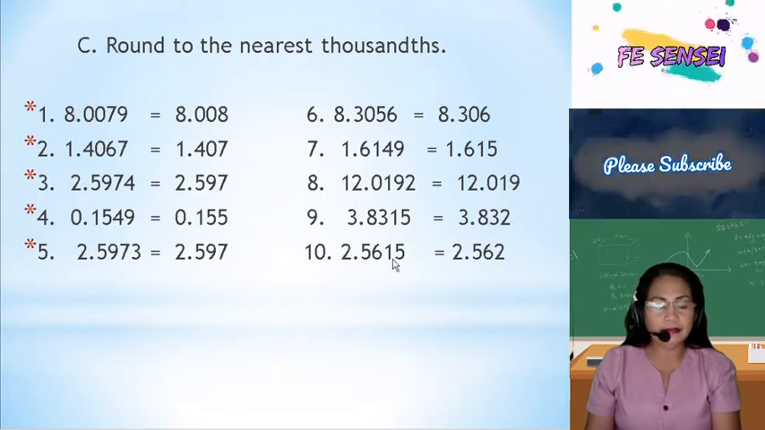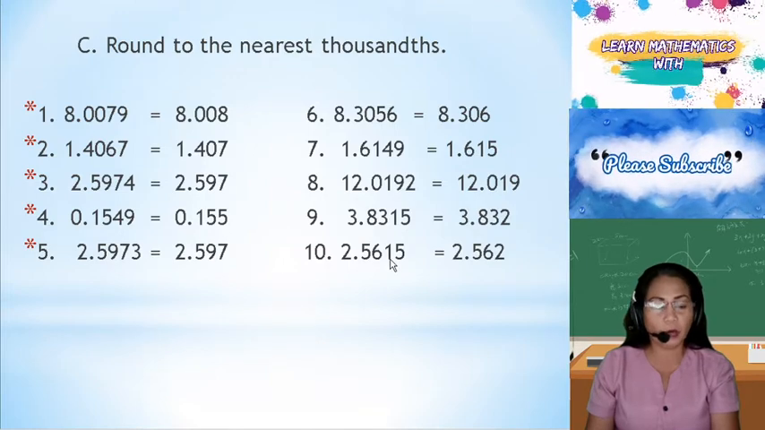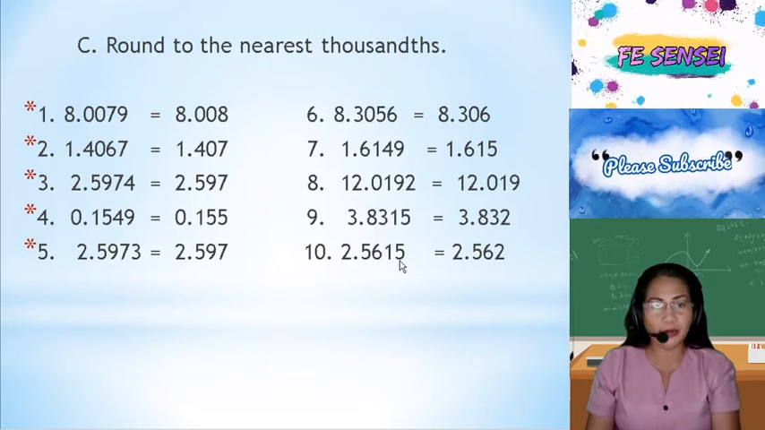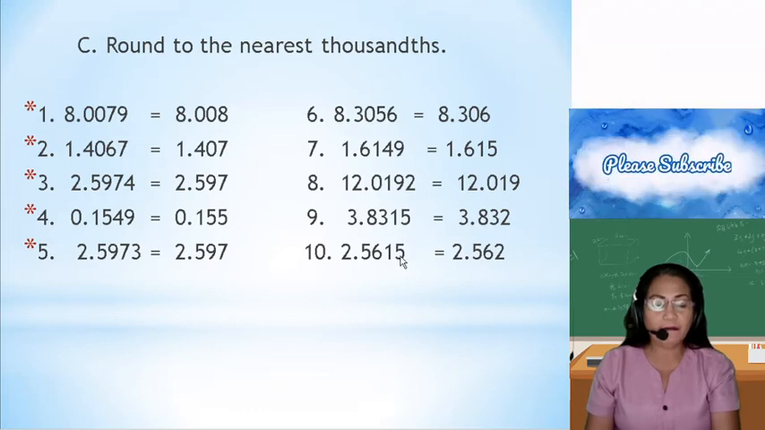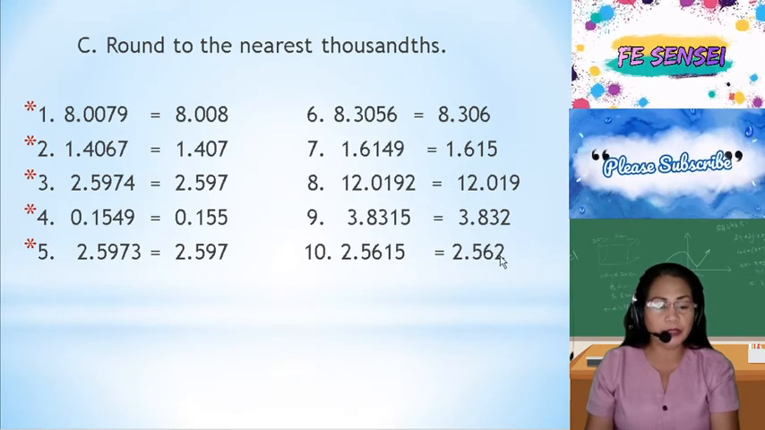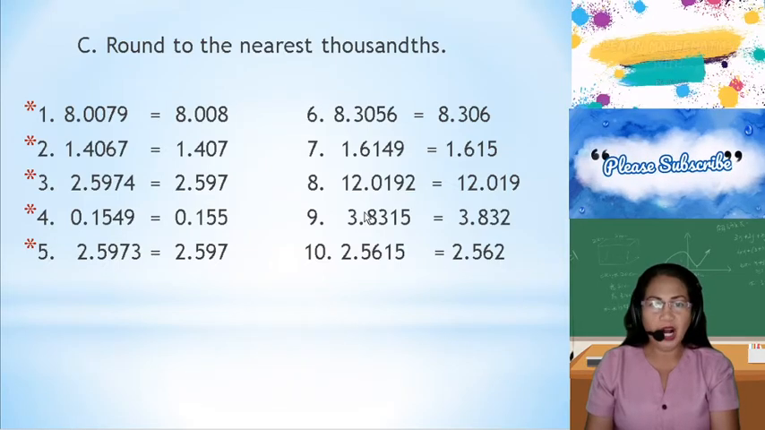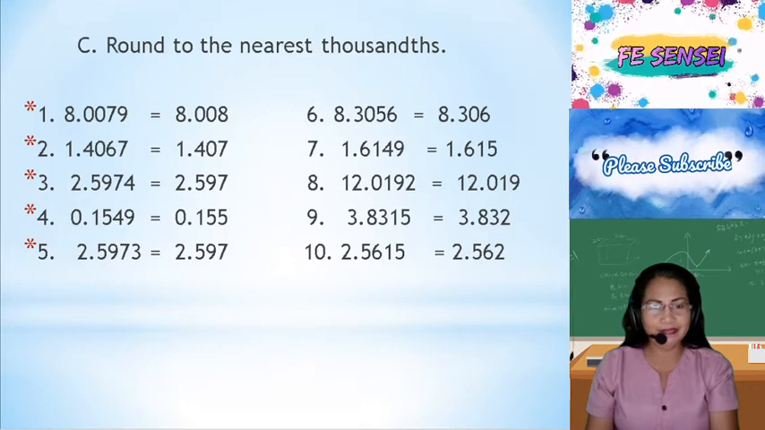And number 10, the number in the thousandths place is 1. And the number to the right is 5. Therefore, it's round up. 1 plus 1 equals 2 and drop 5. So that's it. How many correct answers do you have?